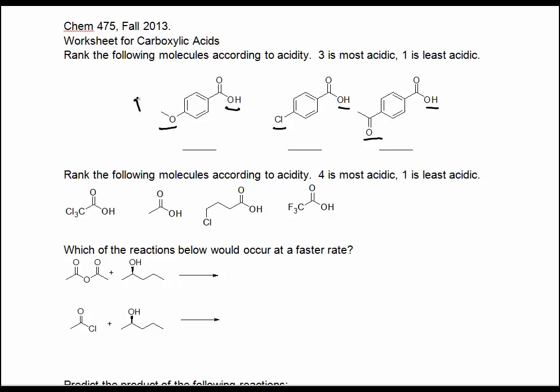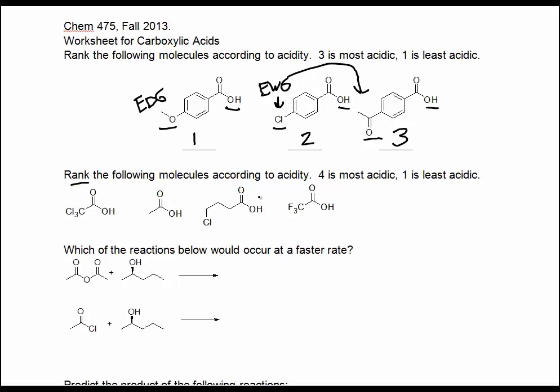This is electron donating, while the other two are electron withdrawing. So we know that acidity increases with the presence of electron withdrawing groups. And in this case, the ketone has a greater electron withdrawing effect than the chlorine does, and so the ketone is the most acidic. The electron donating group, which would actually decrease the acidity of the starting carboxylic acid, gets the ranking of number 1.